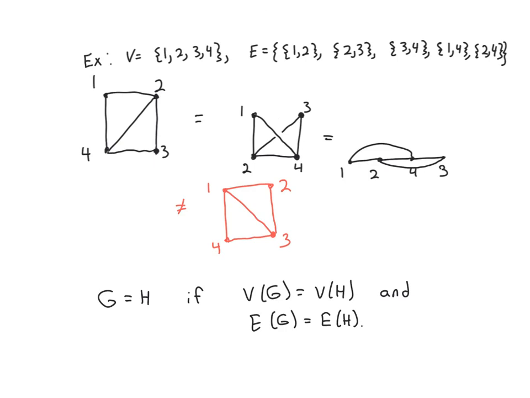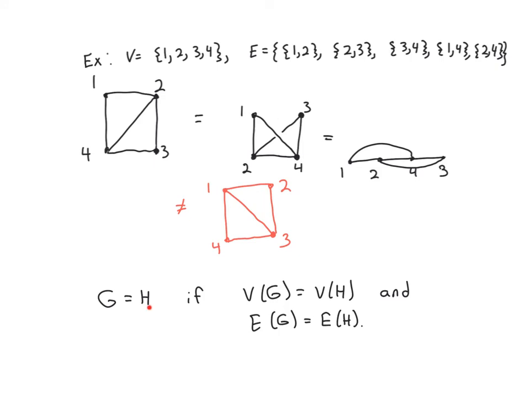As another example, here is another graph. So you'll often see this done where we will define a graph by giving a drawing, and it's understood from the drawing what the edge set is. This graph has vertices 1, 2, 3, 4, edges 1 to 2, 2 to 3, 3 to 4, 1 to 4, and 1 to 3. This is a distinctly different graph because 2 is not adjacent to 4.